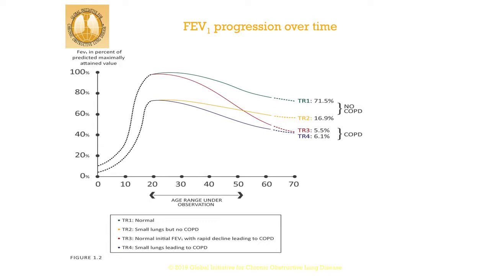So after age 20, everyone does start to go downhill a little bit. We reach our peak lung function generally in our 20s, and then we start to slide downhill. But the slide is more gradual for patients who do not have chronic obstructive pulmonary disease.